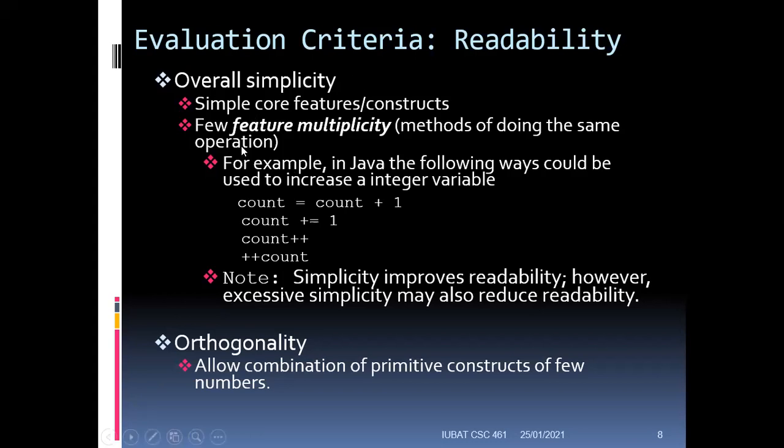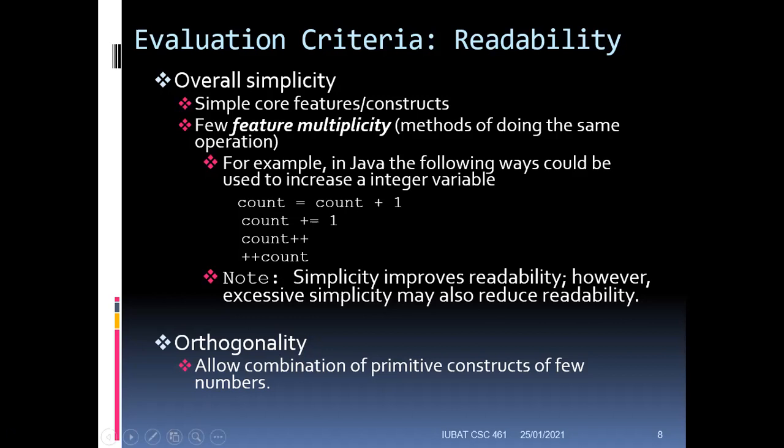So you have to use simple core features. You have to use as little feature multiplicity as possible. So what does feature multiplicity mean? For example, you want to increment a variable: count equals count plus 1. You can use this format, this format, this format or this format. Sometimes in programming languages, they give you multiple options to do the same thing. Just to increase the value of this count variable in the C programming language or Java, you have these 4 options.